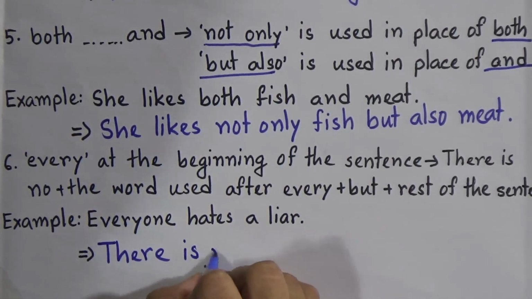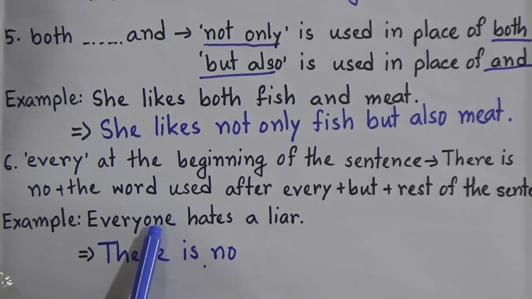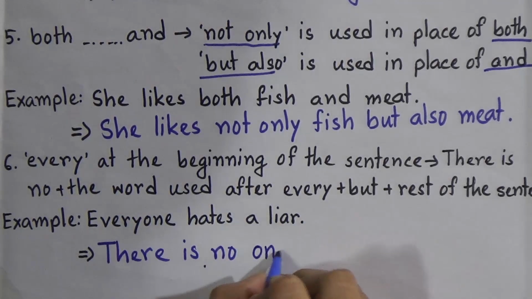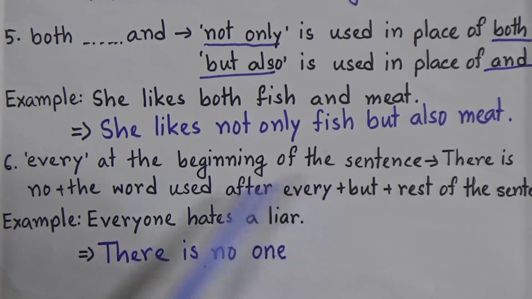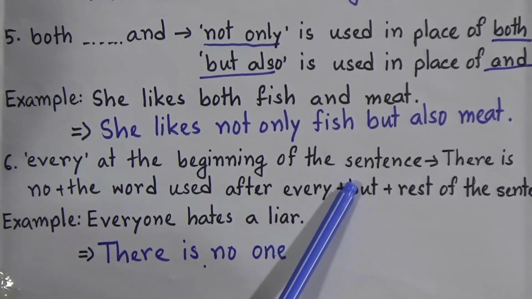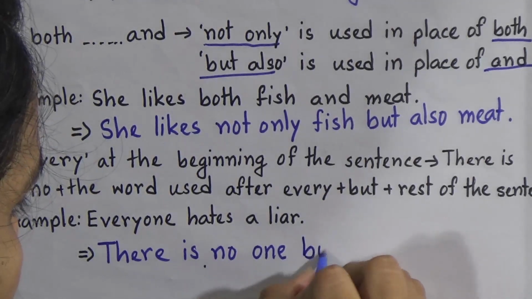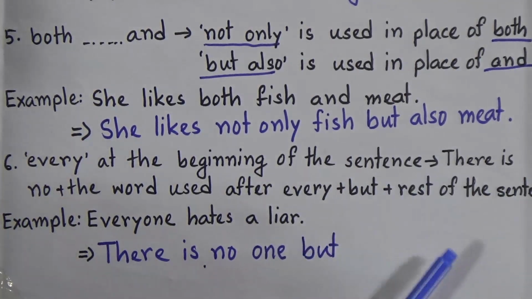There is no. After every we find the word one. So we will write here one. There is no one. Then we will add but. So there is no one but. Now we will write the rest of the sentence.